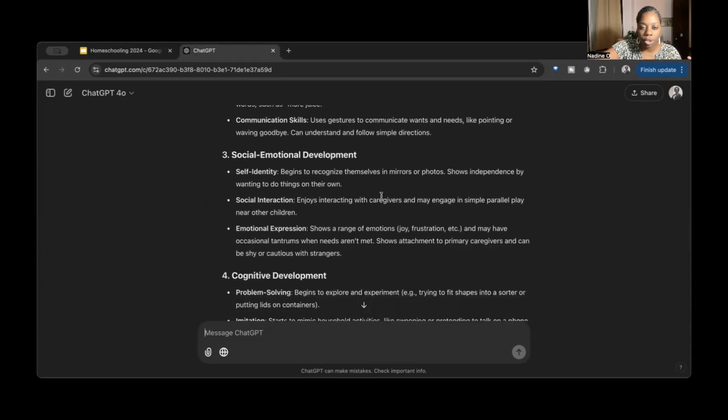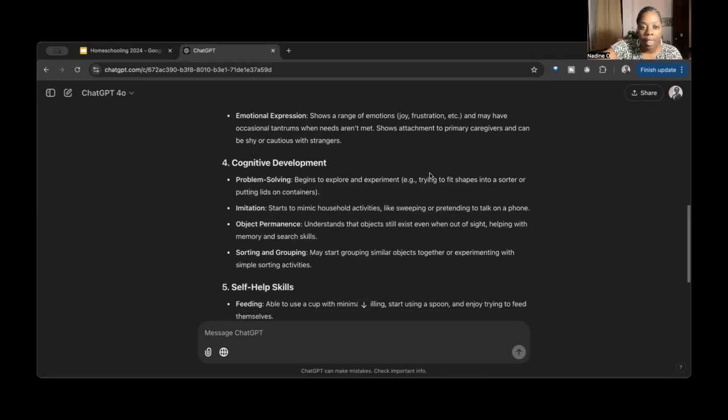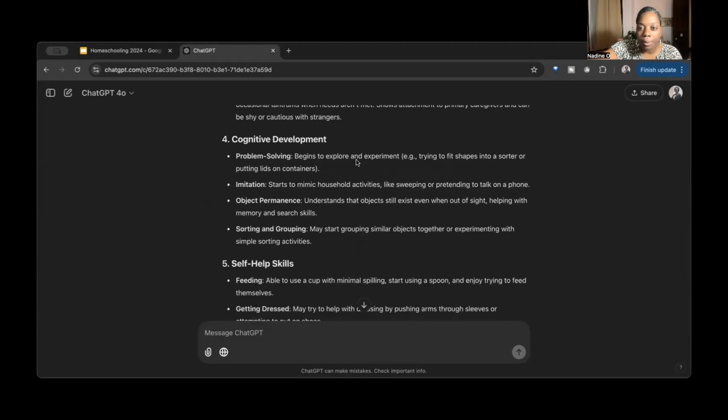So we're seeing social emotional development. They're beginning to recognize themselves in mirrors and photos. You're going through your phone looking at pictures and they know who they are in the picture. Cognitive development, we've got some problem solving. You know those shape sorters, right? Put the lid on the container and they're pushing the triangle into the circle hole and trying out different things to problem solve and figure this thing out.